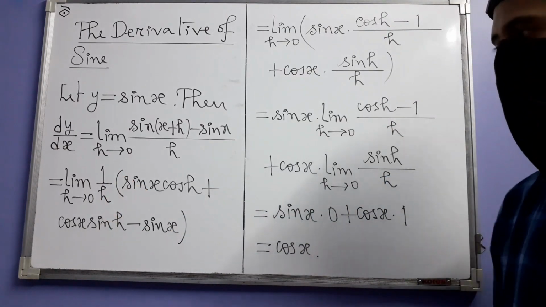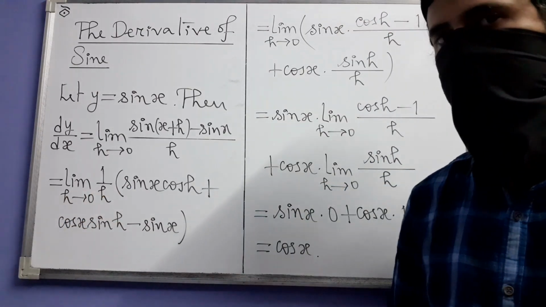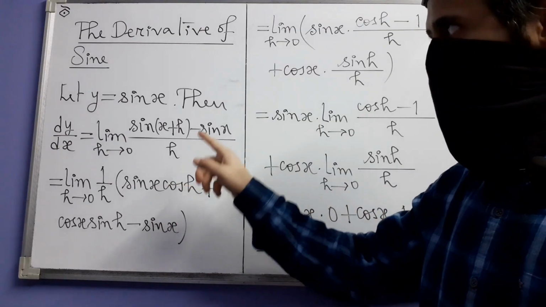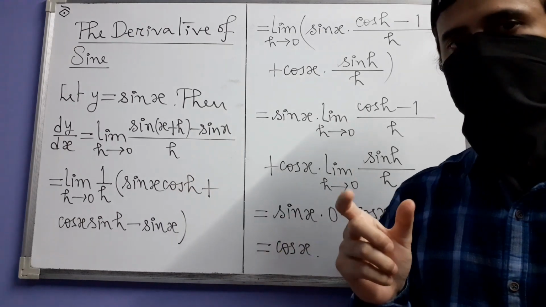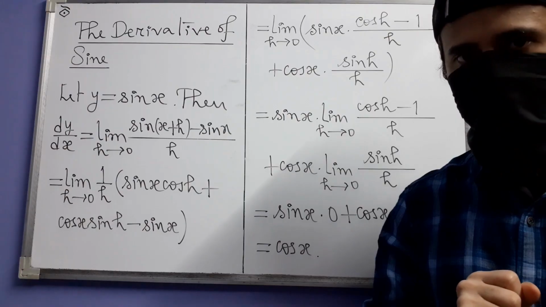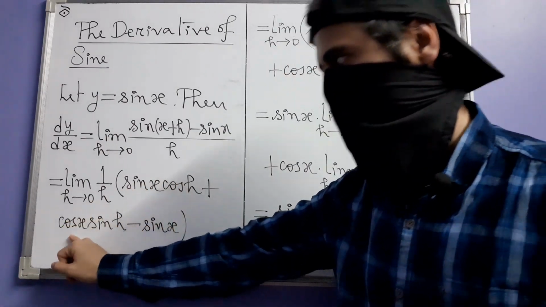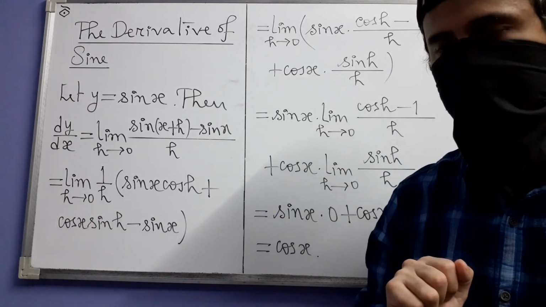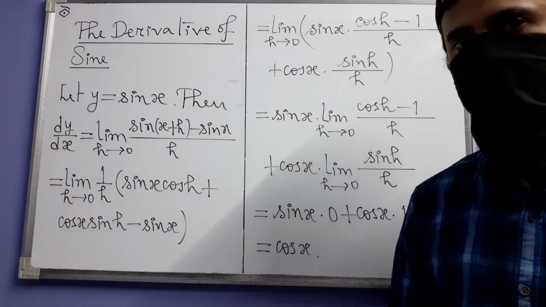separately. Now you can see that h is the variable of this limit and h is approaching 0. X, although x can be any real number, does not really change as h changes. X is constant with respect to h, and as such, these terms sin x and cos x do not change as h changes, and that is why they will go outside of the limiting process.